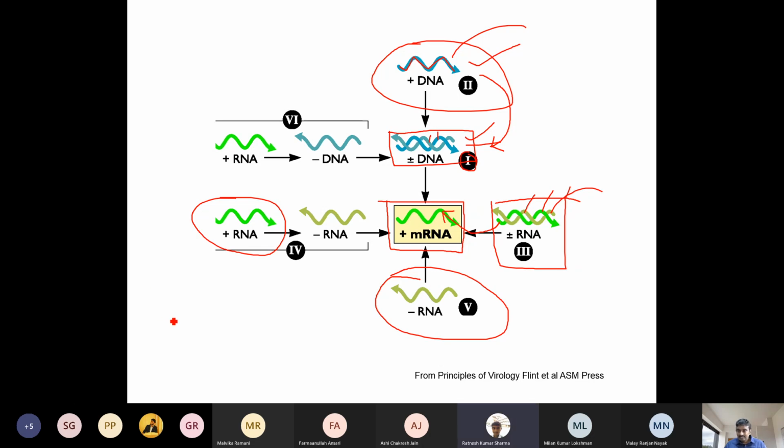Single-stranded RNA. Single-stranded RNA, but do you think it belongs to this category or this category? I'll tell you the difference in a second. Positive, yes, it belongs to this category right here. You're right. And influenza viruses, for example, belong to this category right here, negative sense. What is the difference between positive sense RNA and negative sense RNA?